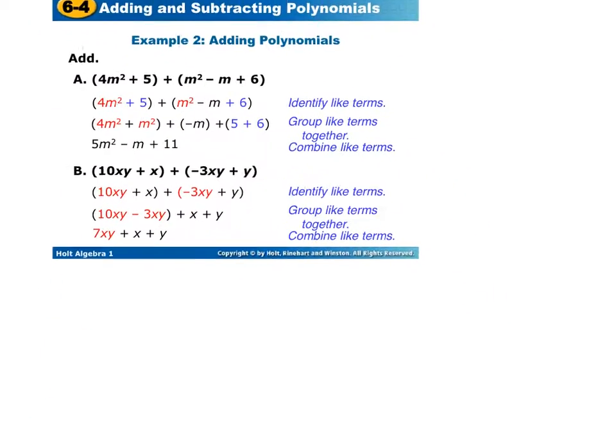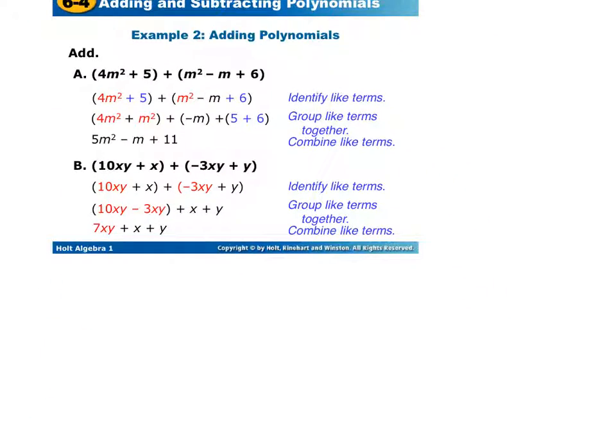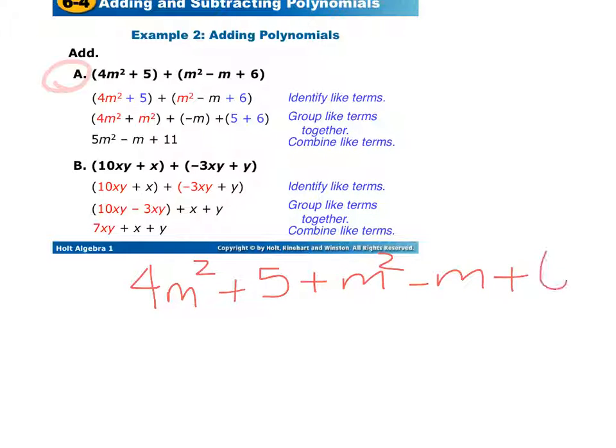So for example, if this were your problem, let's look at A. So essentially, if you want, you can drop your parentheses. And now go back, since you're using your iPad, you could color code them, circle all the m squareds, then go back, circle all your m's, and then go back and circle all your constants. So then now go through and combine your like terms.